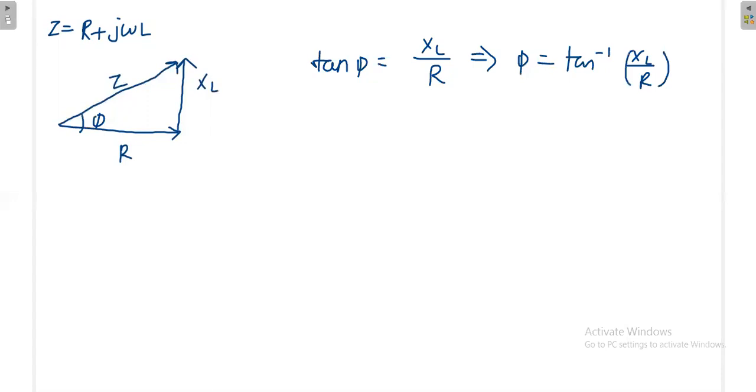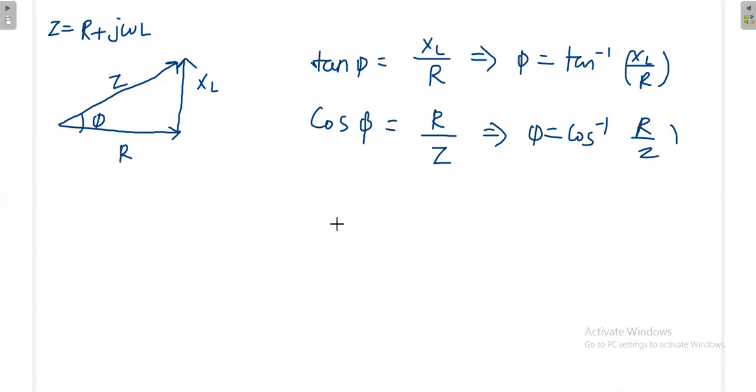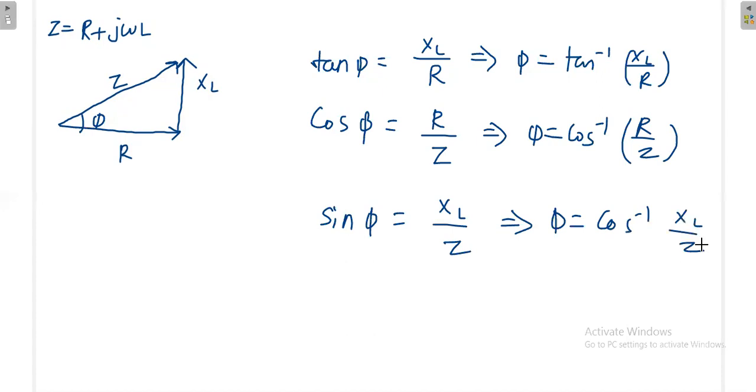Or you can also write in terms of cos phi. What is cos phi? Cos phi is equal to R divided by Z, or otherwise phi is equal to cos inverse of R divided by Z. Or otherwise you can also write with respect to sin phi. Sin phi is equal to XL divided by Z, that means phi is equal to sin inverse of XL divided by Z. So there are three different ways. Based on the parameters they are giving, you have to choose the formula.